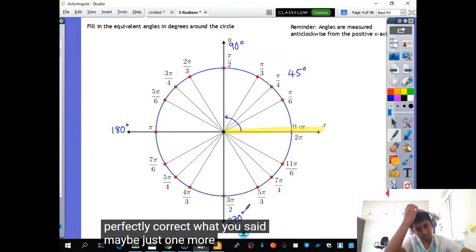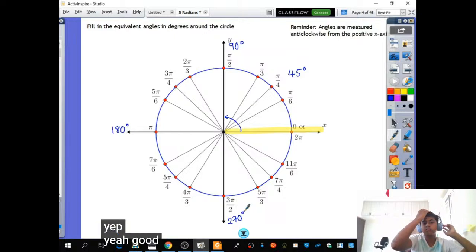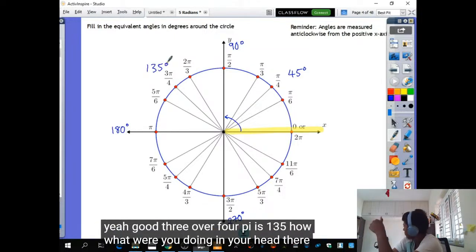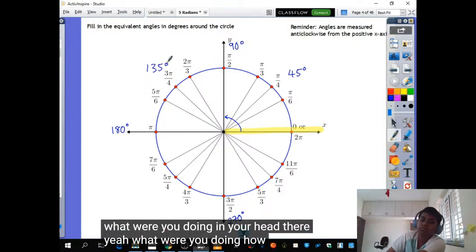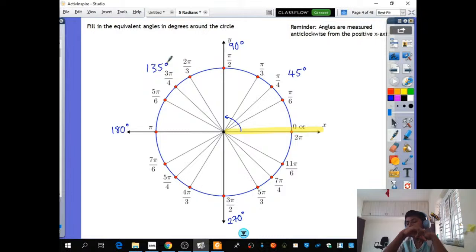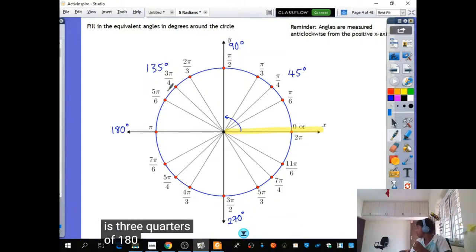Maybe just one more from Ahmed. Yeah, good. 3 over 4 pi is 135. How did you come up with 135? Yeah, so you're thinking of what is 3/4 of 180.